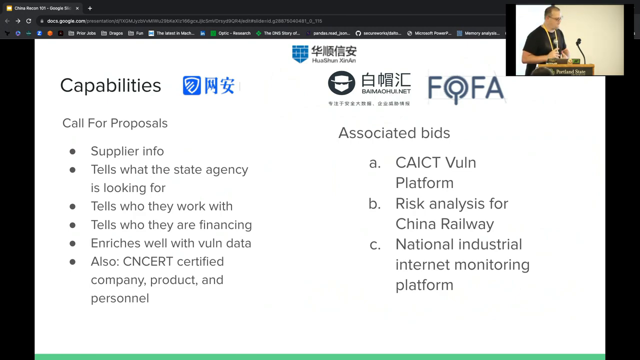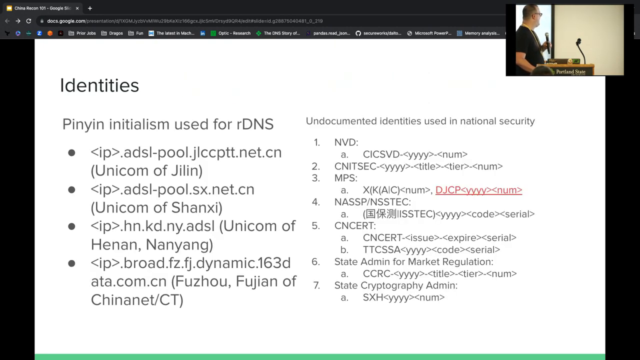I am 4 minutes away, so I'm gonna skip capabilities, but I highly suggest you check out this slide if you're interested in security certification information. Identities, I'm going to be light on briefly. So do note that there's certain patterns for reverse DNS within Chinese data centers. Here's a couple of them off the top. Most of them use initialism. For example, ip.adslpool, sx.net.cn. SX is short for Shanxi, and this is a pattern that associates with Unicom specifically.